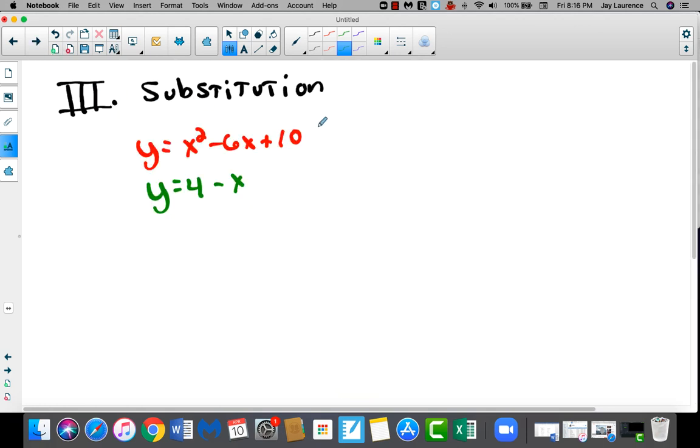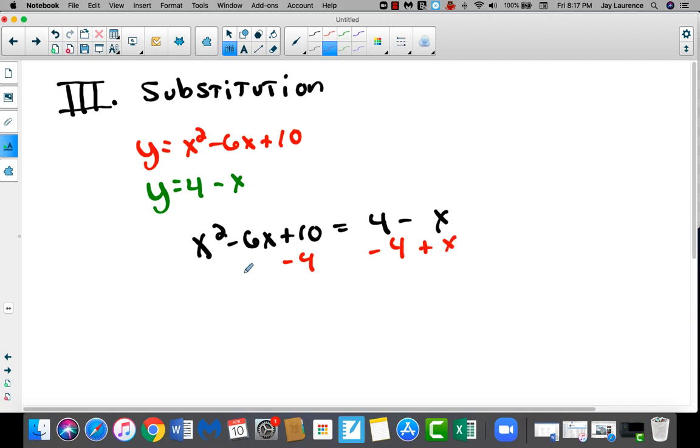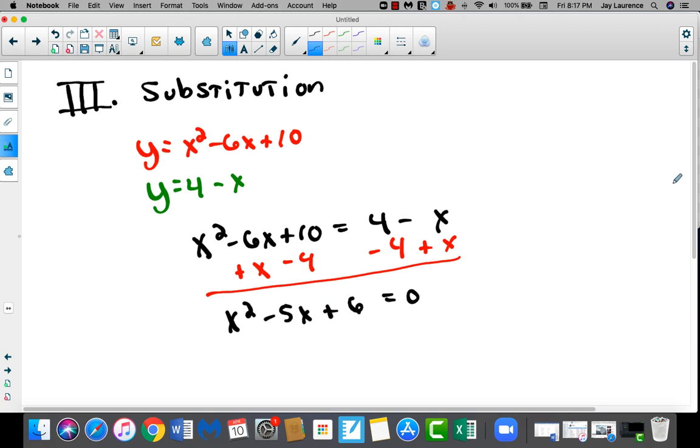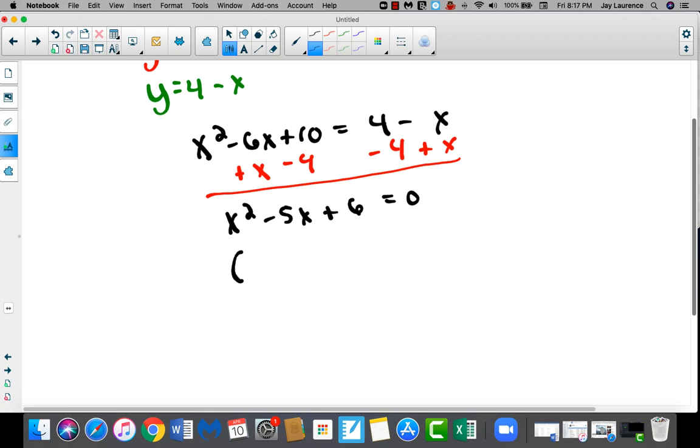All right, last way is substitution, and we see that both equations are equal to y. So therefore, I can set the equations equal to each other. I'm going to go x squared minus 6x plus 10, and that's going to equal 4 minus x. Since it's a quadratic, I usually want it to equal 0. I'm going to subtract 4 from both sides, and I'm also going to add x to both sides. And when I do that, I'm going to end up with x squared minus 5x plus 6 equals 0. Oh my goodness, that is such an easy factor. I have to do it by factoring. It's too easy.